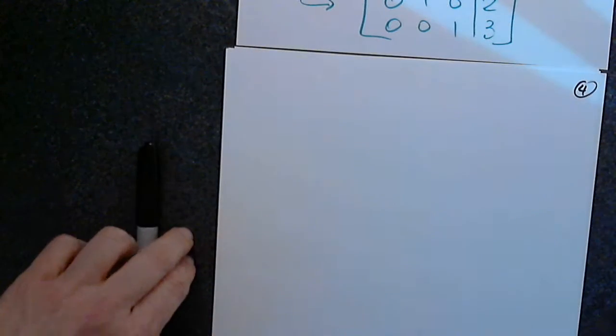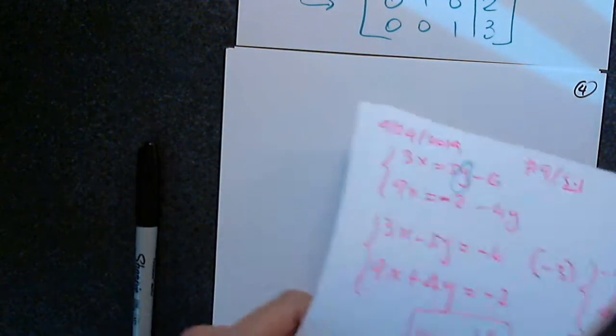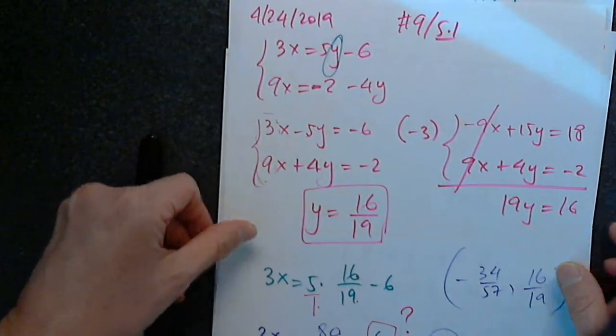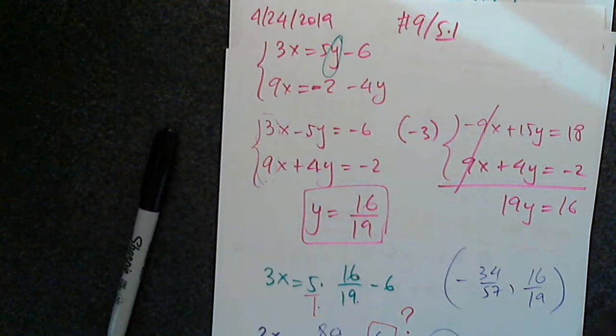A few minutes ago, we worked on a problem. So let's go back to it for a moment. Here was our problem: 3x minus 5y equals negative 6, and 9x plus 4y equals negative 2. So what did we do at some point in time? We multiplied this row or equation by negative 3, and we added it to the second equation, and we got this.